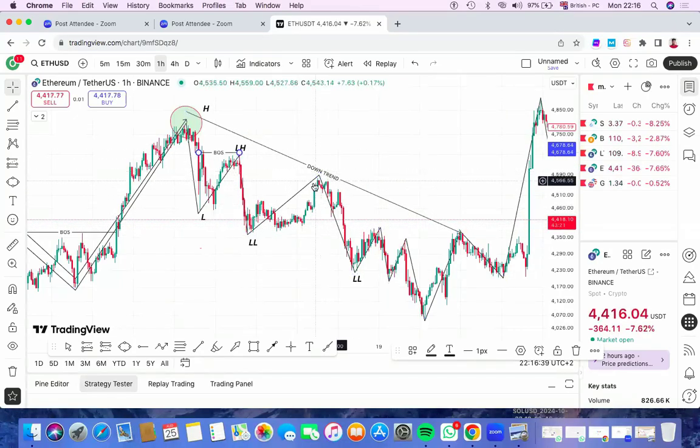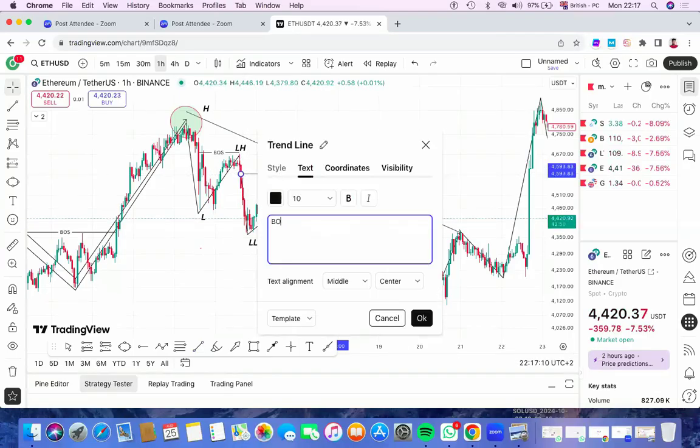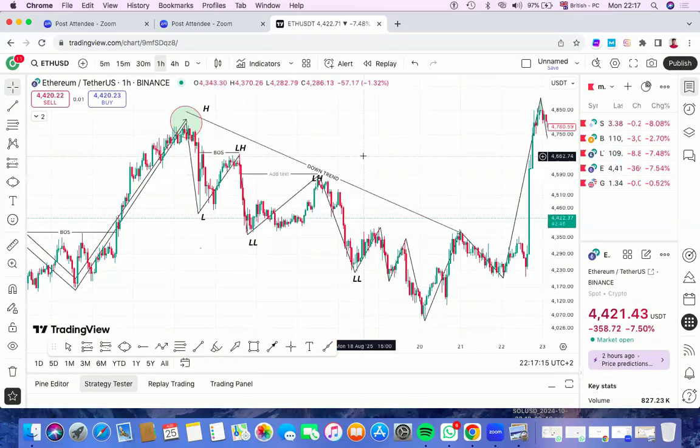so now this is our impulsive move. This is the pullback leg. Impulsive move to the downside, creating a lower low, and a pullback leg to the upside to create a lower high. So now we'll draw our trend line from here on the last candle to the body of this candle here. And now here will be our BOS, break of structure to the downside, and so on and so forth.